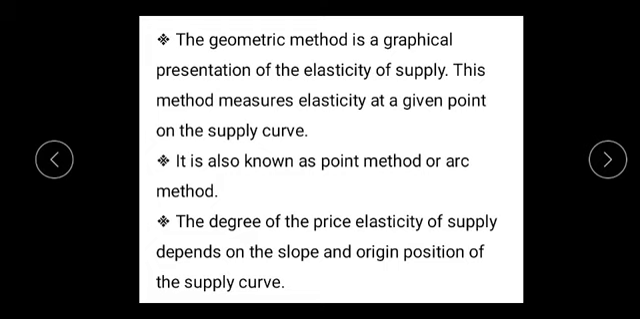By using this method, the degree of the price elasticity of supply depends on the slope and origin position of the supply curve. Or in other words, geometrically, elasticity of supply depends on the origin and slope of the supply curve. Assuming the supply curve to be a straight line and positively sloped, that is sloping upwards, we can conceive three possible situations of elasticity of supply. First, elastic supply, that is when elasticity of supply is greater than 1. Second, unitary elastic supply, when elasticity of supply is equal to 1. And third, inelastic supply, when elasticity of supply is less than 1.